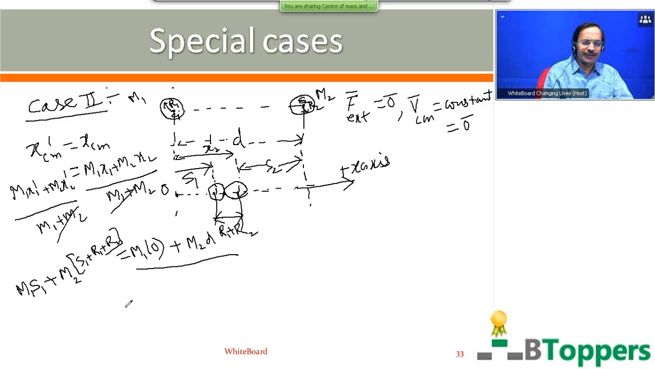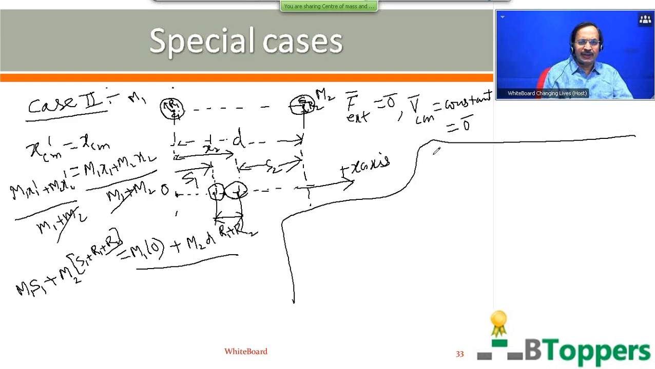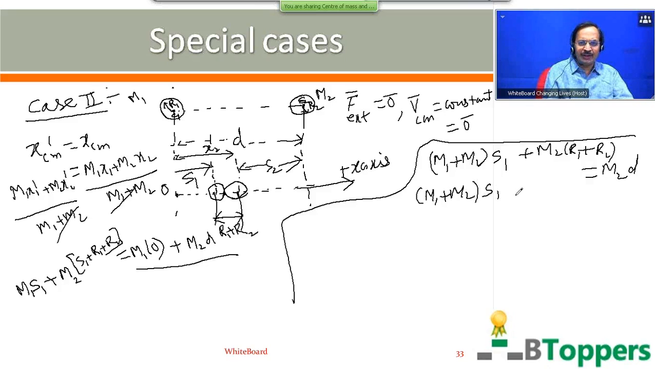So we'll solve for S1 here on the left side. So you get M1 plus M2 into S1 plus M2 into R1 plus R2 equal to M2 into d. So you can solve for S1 from this equation. M1 plus M2 into S1 can be written as M2 d minus M2 into R1 plus R2.